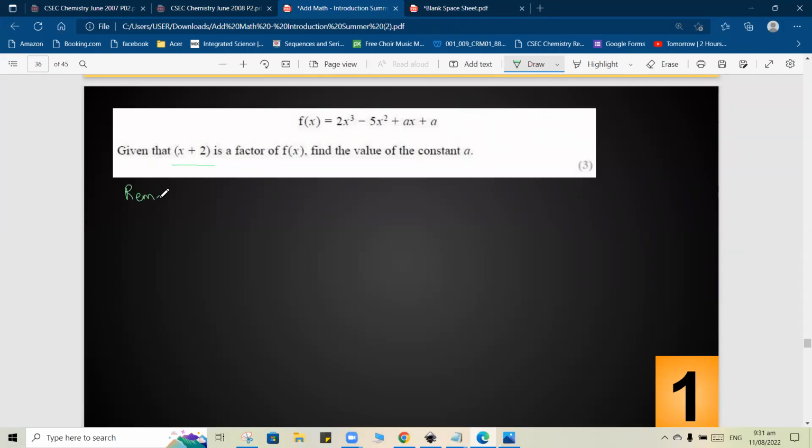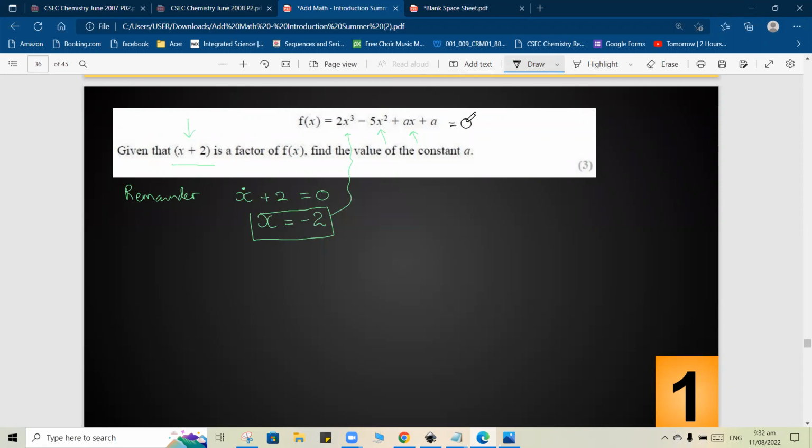To find the remainder, all you have to do is take what you are dividing by, which in this case is x plus 2, put it equal to 0, and then solve for x. So if we solve for x, we will get -2. Now, all we have to do is replace every single x that you see with -2. And since we are claiming this is a factor, when we replace all the x's with -2, it's supposed to be equal to 0.